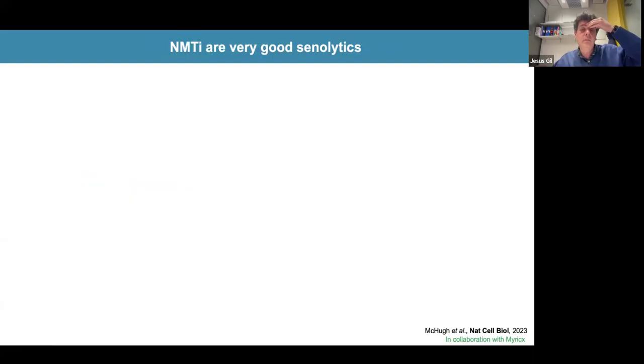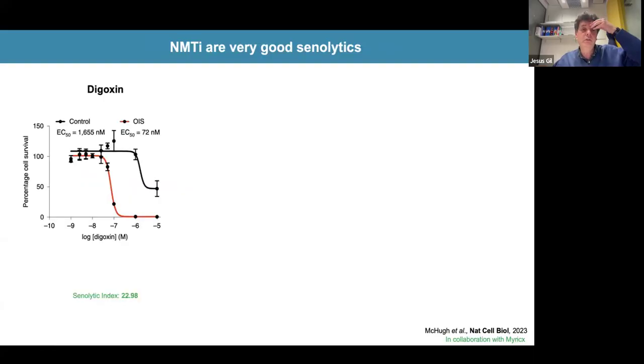So, are NMT inhibitors good senolytics? As a comparison, this is digoxin that I showed you before, this cardiac glycoside. We call it the senolytic index, which is basically the difference between the EC50s in senescent and non-senescent cells. And basically this is 20 times. And this works in the nanomolar range.